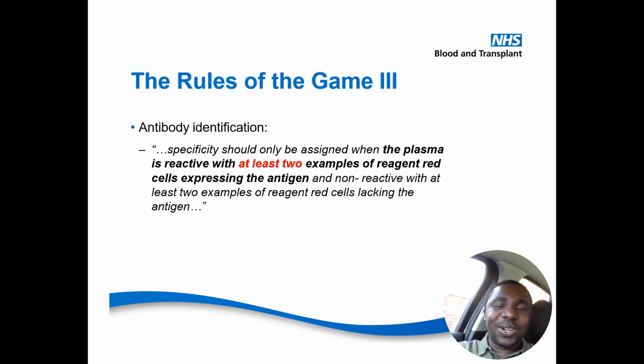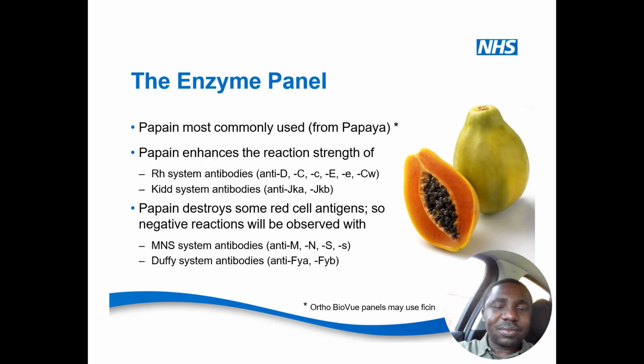Anyway, let's continue. So you also have these different rules. Okay, antibody identification specificity should only be assigned when the plasma is reactive with at least 2 examples of reagent red cells expressing the antigen. Okay, don't worry about this whole thing. When we get to the practical aspect, I will make it very simple for you.